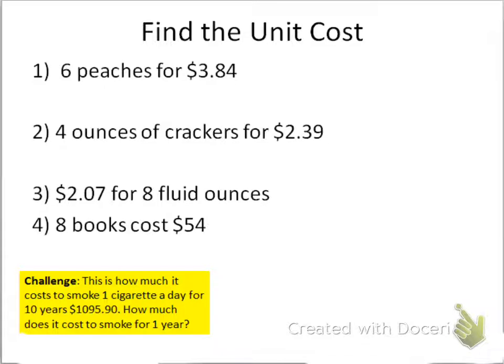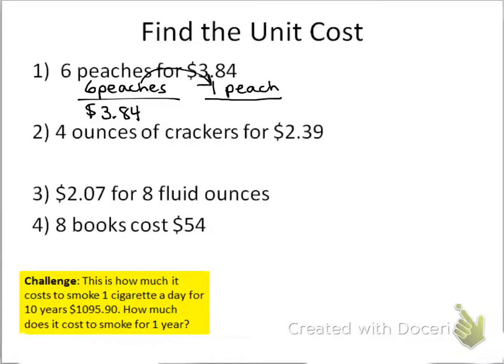Okay, let's do some examples of how to find the unit cost. This is just like finding other unit rates, except instead of a bunch of different units, it's with price. Let's do the first few together. We have 6 peaches for $3.84. I'm going to start by setting up my rate. So I have 6 peaches for $3.84. I need to find out how much it would cost for 1 peach. My equivalent rate, to simplify it, I need to go from 6 to 1.